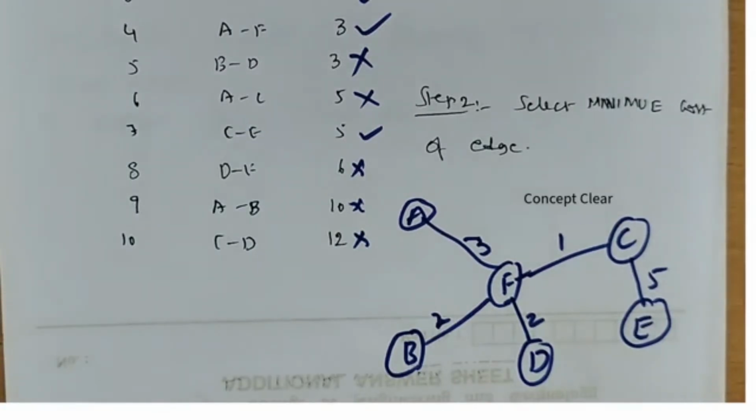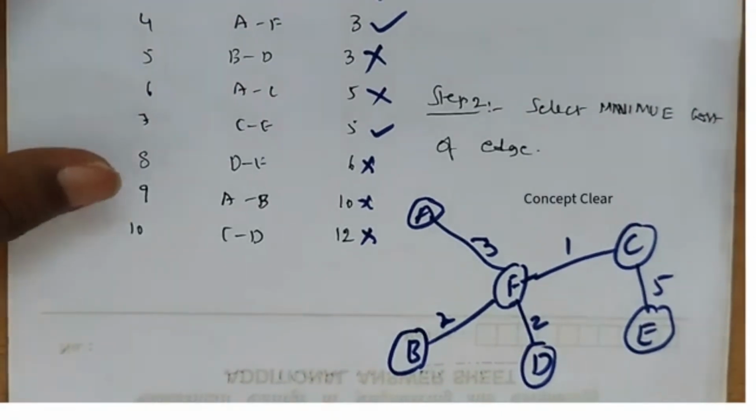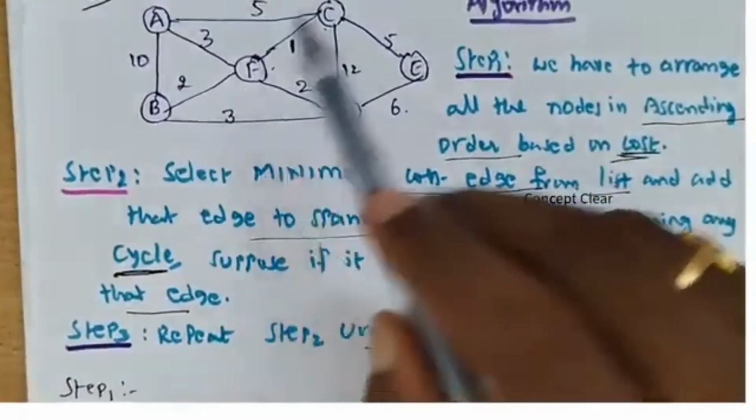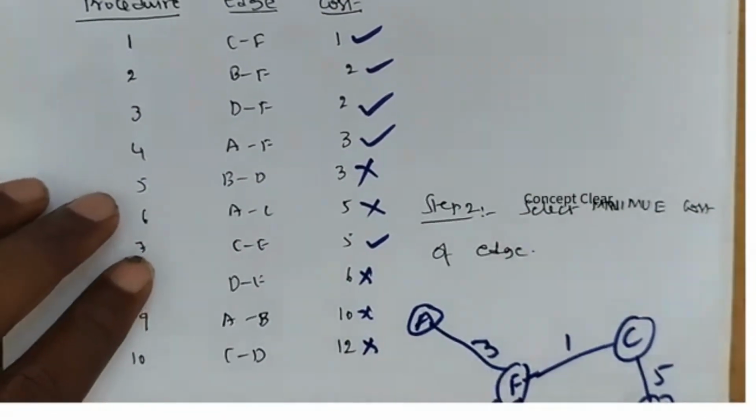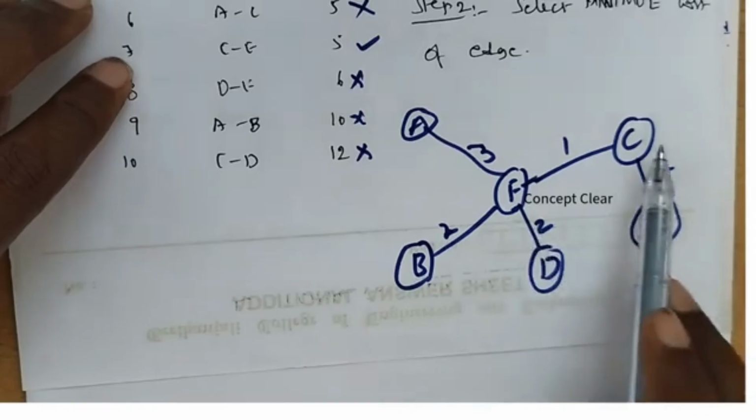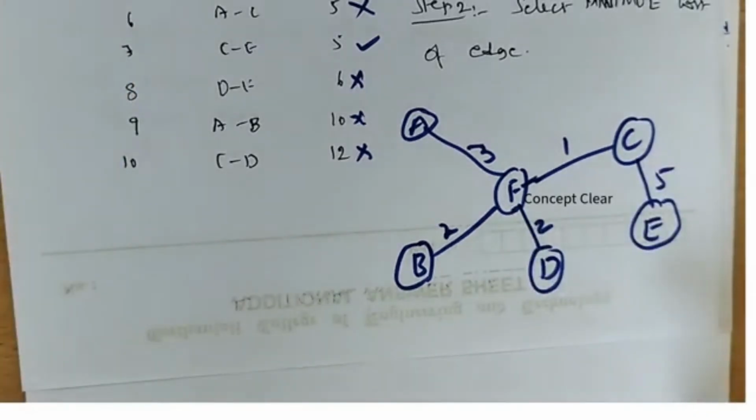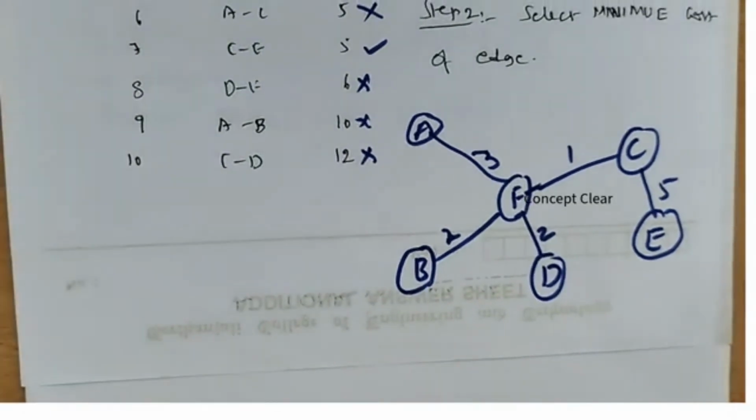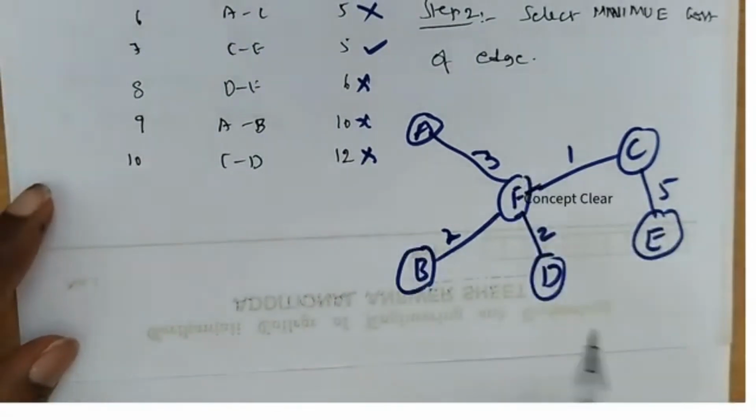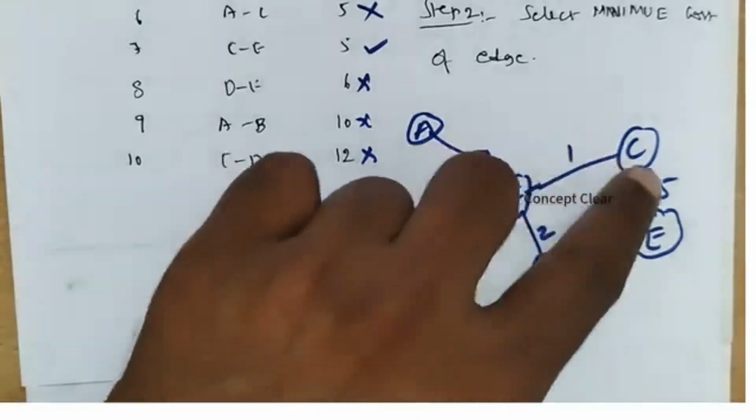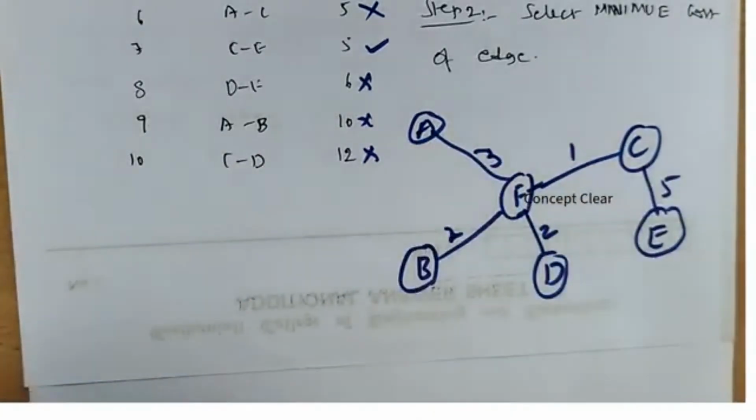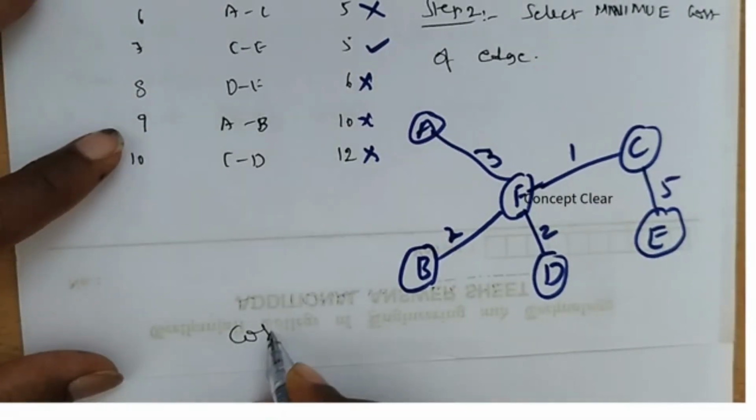What are the rules? The first rule is that if a given graph contains n vertices, the spanning tree should have the same number of vertices. According to our input data, we have 6 vertices, A, B, C, D, E, F, and here also we have 6 vertices. The first condition is satisfied. The second condition: with 6 vertices, it should contain n minus 1 edges, 1, 2, 3, 4, 5 edges. And the last one is that there is no cyclic form.